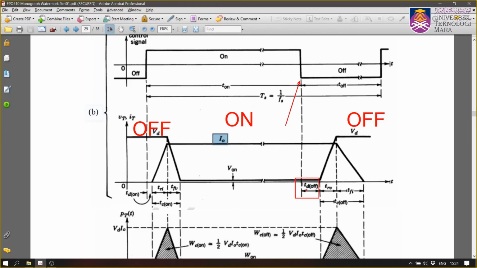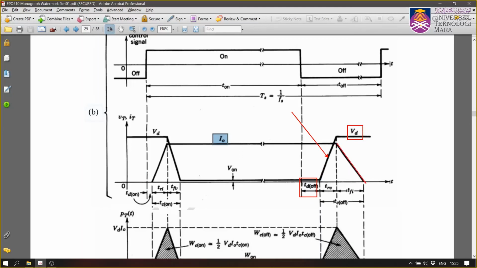Don't worry about the delay here, we just want to focus on when the current starts to reduce and the voltage starts to increase. Okay, so when we want to switch off the device, we give a signal here, but it happens just after the delay time. Then we see that during the turn off, the voltage starts to increase first. The voltage from 0 level starts to increase until it reaches VD. Then we see that the current starts to reduce to 0.